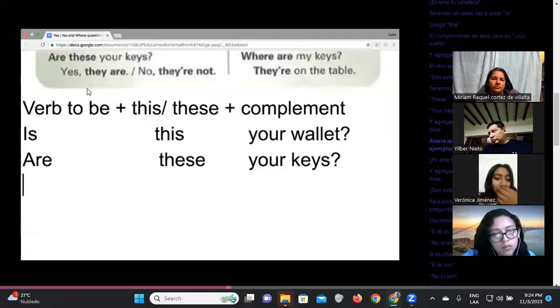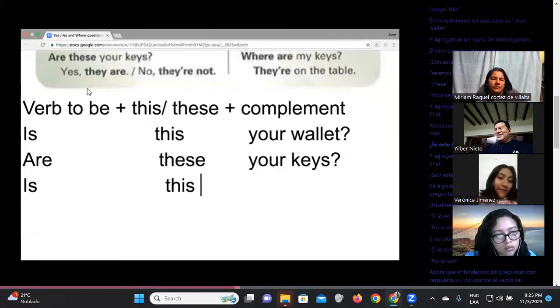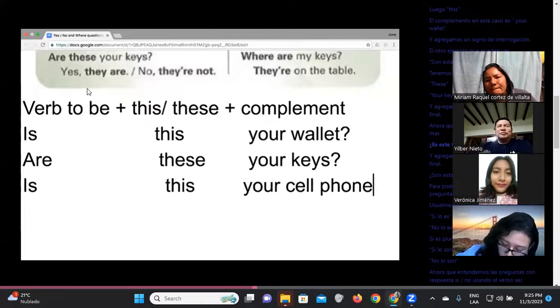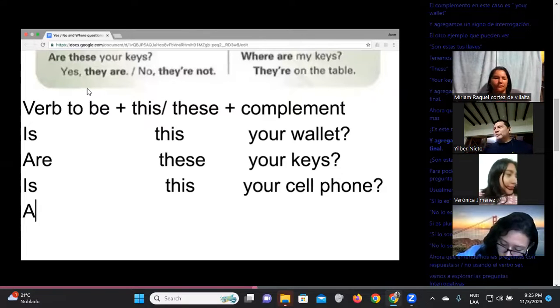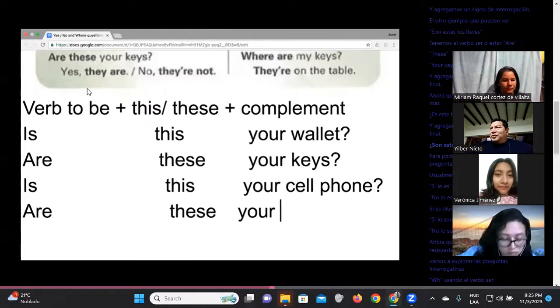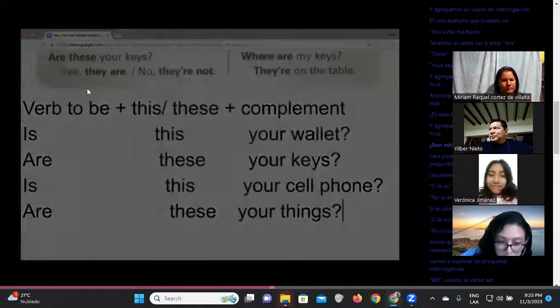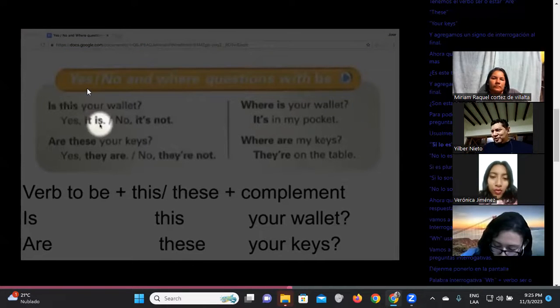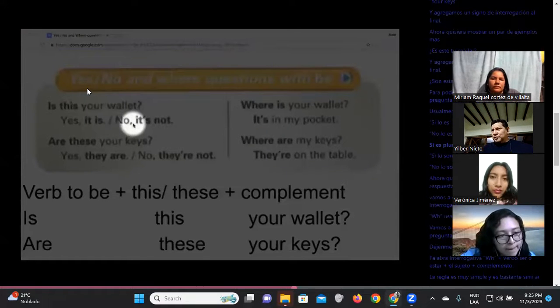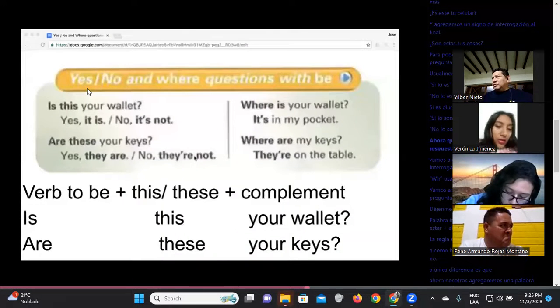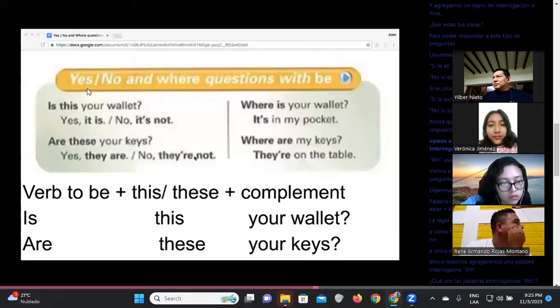Let me give a couple more examples. Is this your cell phone? Question mark at the end. Are these your things? In order to answer this type of questions, you're typically going to answer with, yes, it is. No, it's not. If it's plural, for example, yes, they are. No, they're not. Now that we understand yes or no questions with be, let's explore WH questions with be.